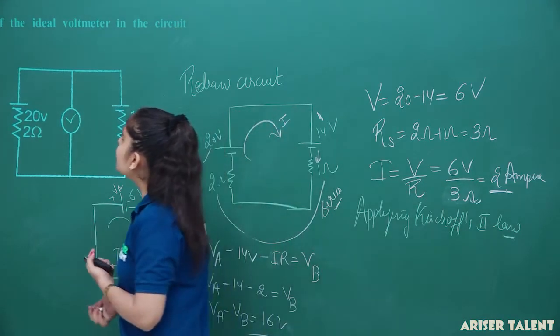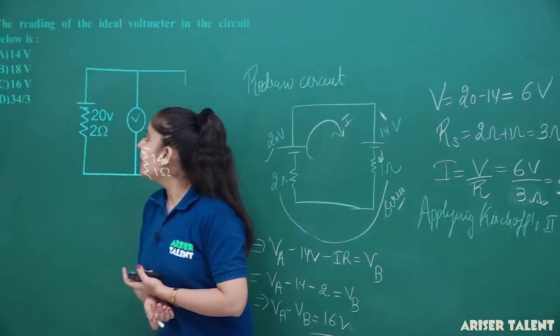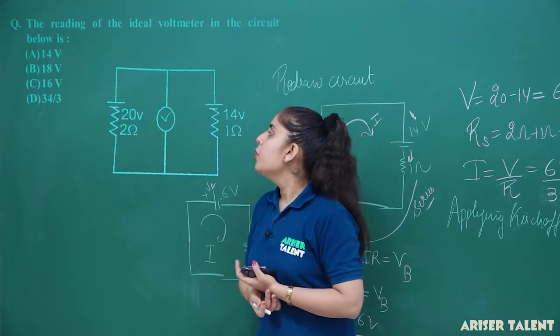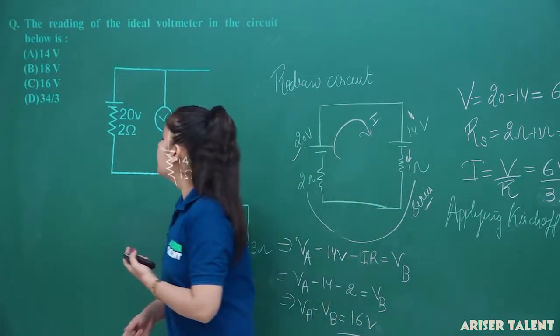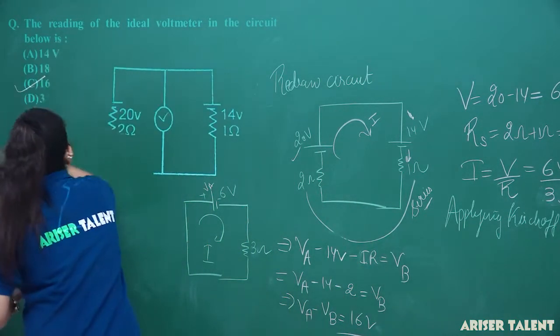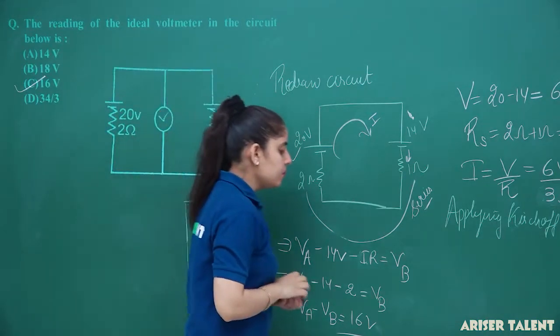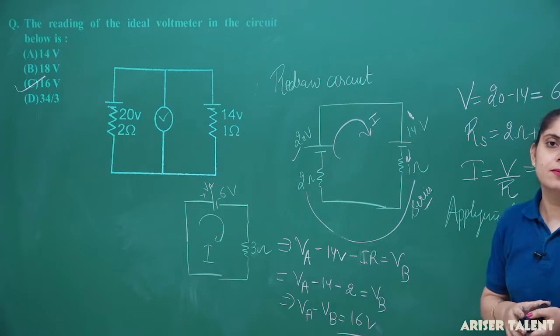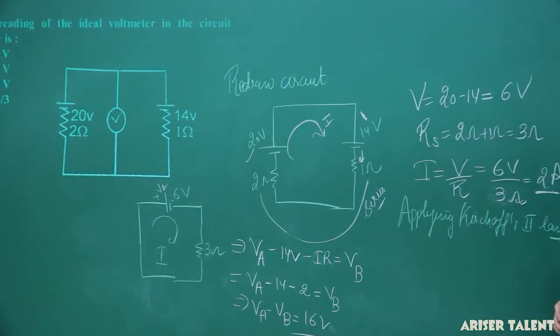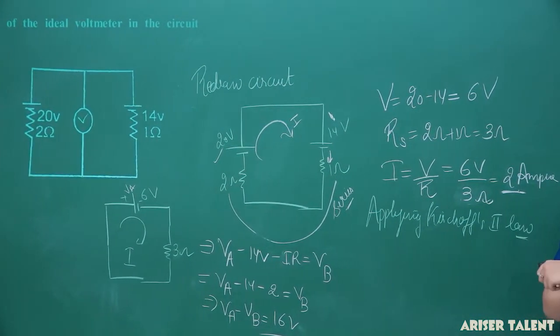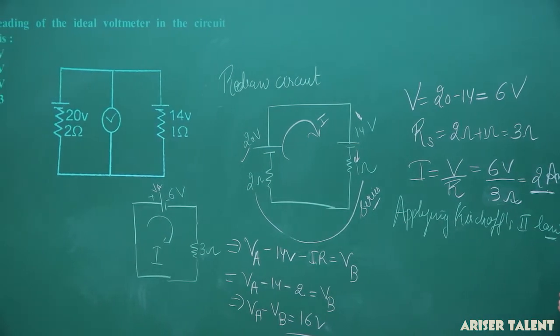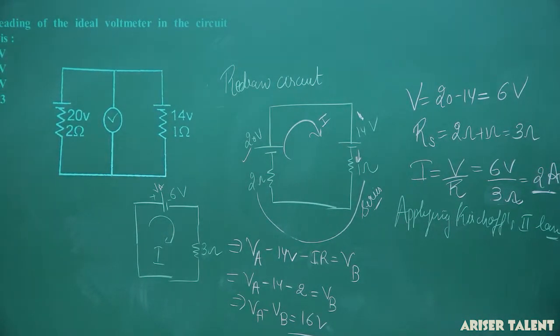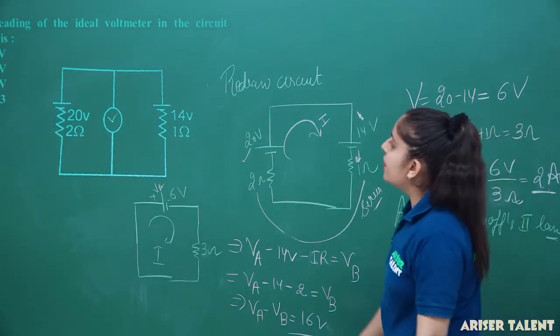So, let's check the options here: 14 volt, 18 volt, 16 volt or 34 by 3 volt. So, the correct option here will be 16 volt. So, this is the solution of this question. You can copy it from here. Now, let's move to the next question in this sequence we have.